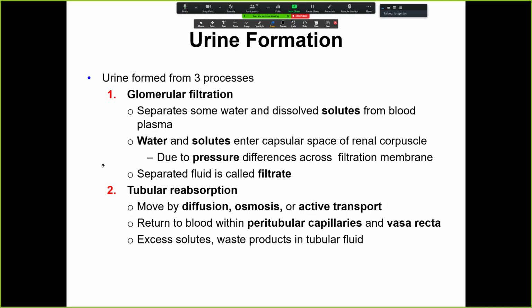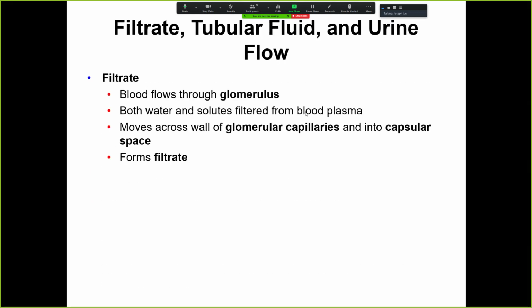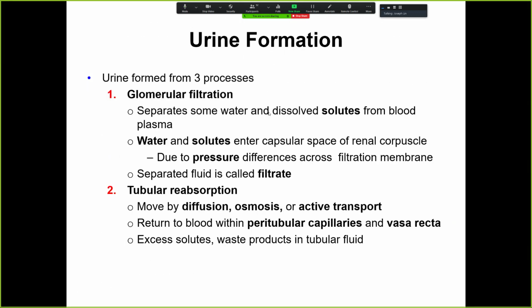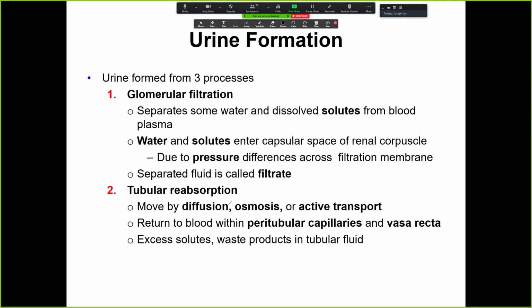The second process is called tubular reabsorption. This is also important because the more blood that your body is able to pass through the nephrons, theoretically there's a higher chance of reabsorbing whatever you want. And there's a number of ways we talked about how movement occurs. Diffusion is based on a gradient. Osmosis is based on water pulling something. And active transport is based on a protein. So you have different ways of moving solutes back into your body.